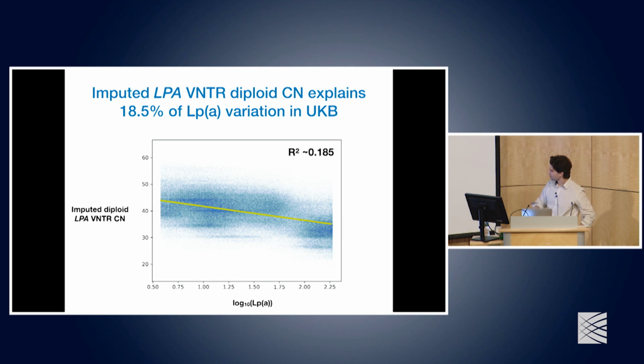So here I've plotted the log of the lipoprotein A concentration against our imputed diploid copy number, using the imputation model I've been describing. And we found that the imputed diploid copy number accounts for 18.5% of the variance in log LPA. And at least, so something's going right here.